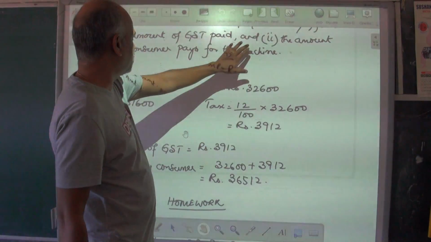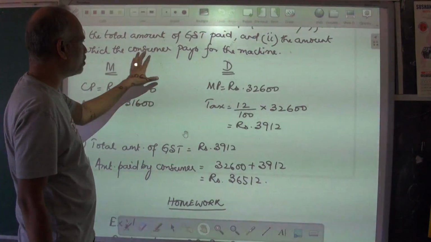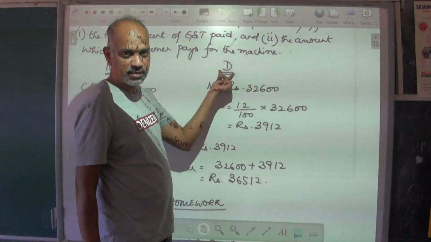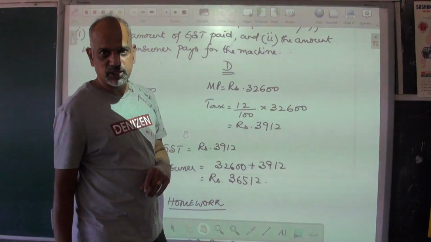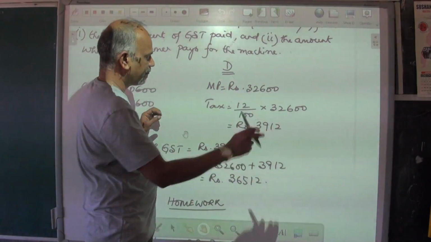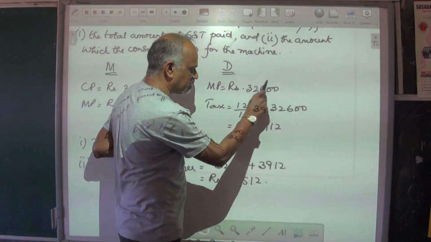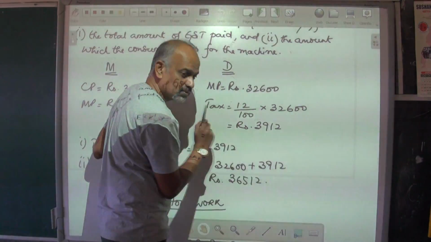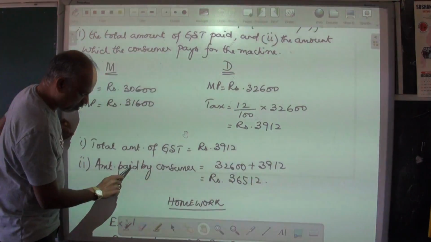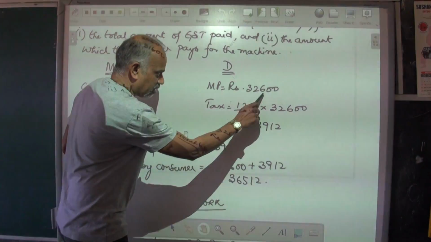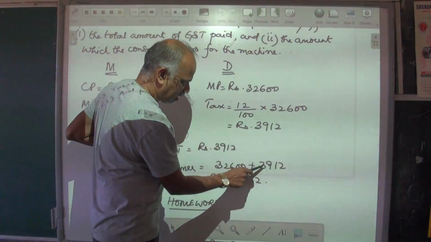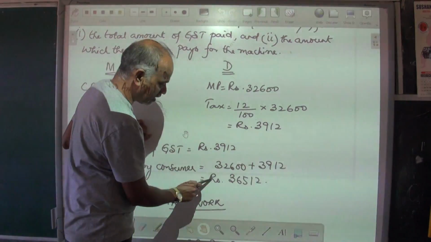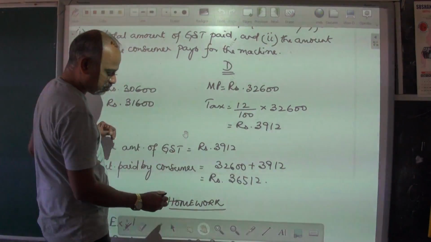The second question is, you have to find the amount which the consumer pays for the machine. If the consumer is buying, he is buying it from the dealer. What is the total amount that the consumer pays for this machine? Okay. If he is buying, he has to pay the mark price, that is 32,600. He also has to pay a tax of 3912. So the amount paid by the consumer finally is 32,600 plus 3912. That gives you rupees 36512. Okay. That's the final price paid by the consumer.